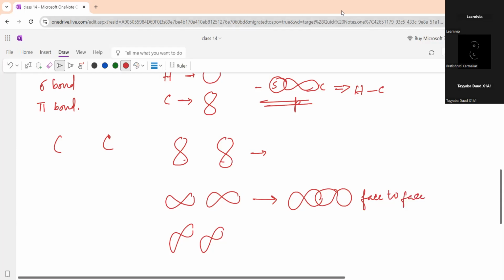But when the other two are taking place, like this and these, or these and these, you see, these two are not happening face to face. These are happening side by side, right?